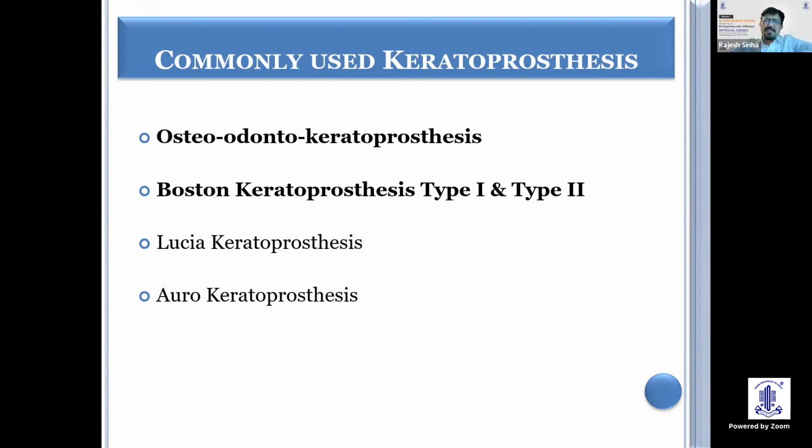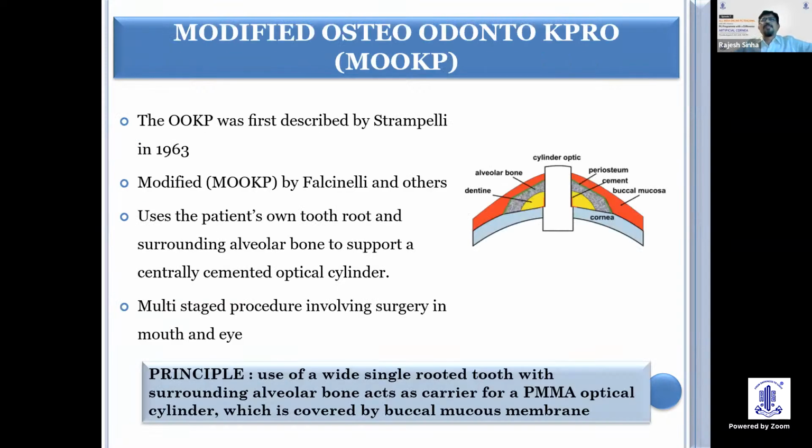But the ones that have been most commonly used are the osteo-odonto-keratoprosthesis and the Boston keratoprosthesis, type 1 and type 2. LV Prasad is a slight modification of the Boston keratoprosthesis, as well as the Aurolab keratoprosthesis, which is an Indian counterpart, again a modification of the Boston keratoprosthesis. So coming first to osteo-odonto-keratoprosthesis, it was first described by Strampelli in 1963. It was modified by Falcinelli and others.